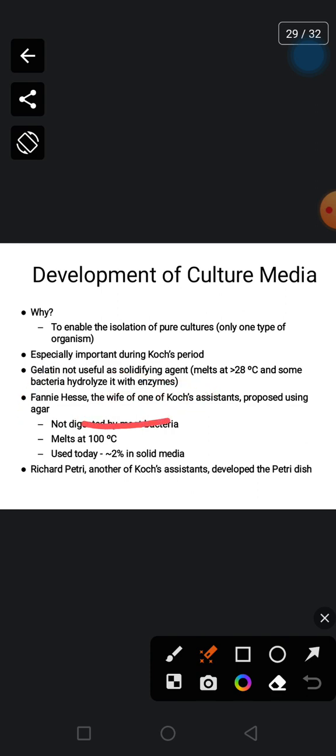So Koch's wife, his assistant, proposed that we should use agar instead of gelatin, because agar cannot be digested by most bacteria, and second, it melts at 100 degrees centigrade, and it can be used at only 2 percent. Another assistant of Koch is Richard Petri, and he introduced the Petri dish.